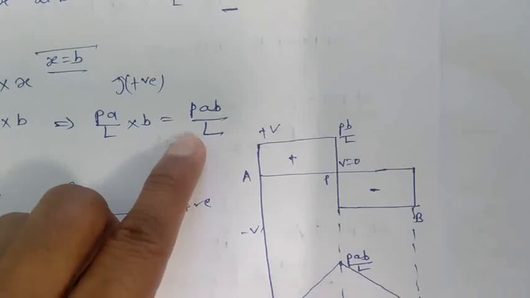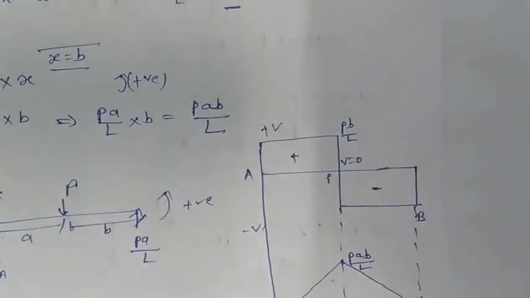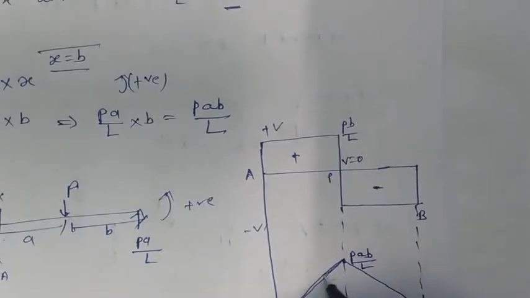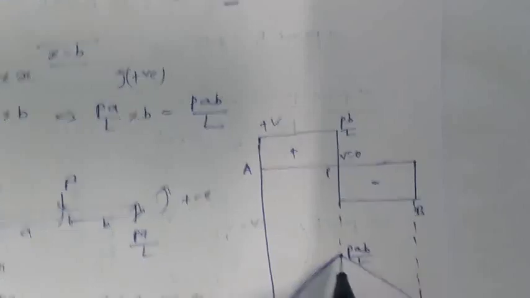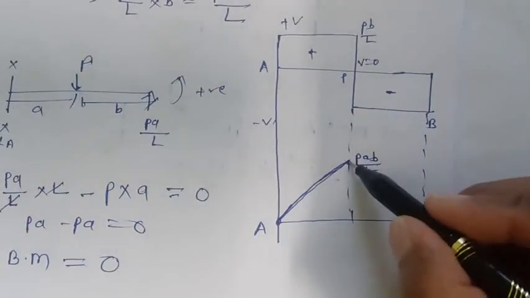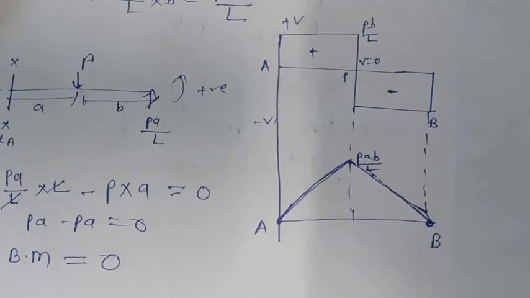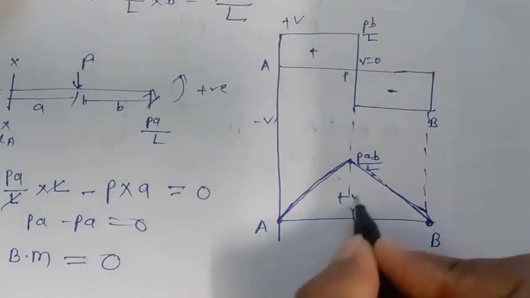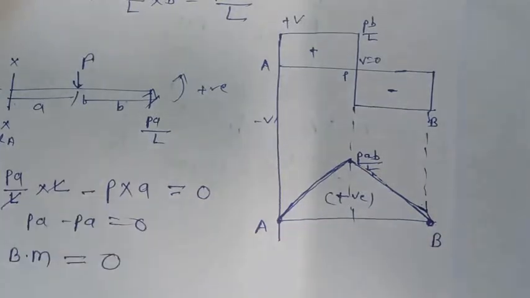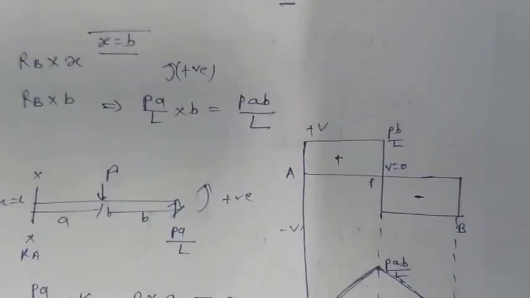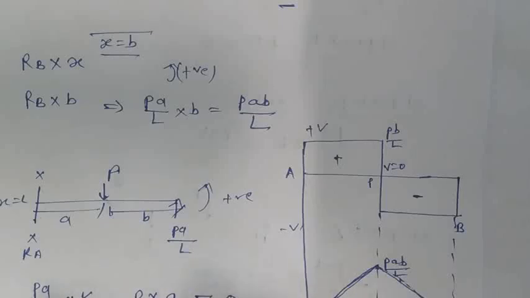So here it is increasing, inclined. We have already discussed in the earlier lecture that if the point load is there, then the bending moment diagram will be inclined. So I have drawn this line inclined, and this is the PAB value. This is the positive bending moment diagram. So this is all about the shear force and bending moment diagram for the simply supported beam having the point load at the center.